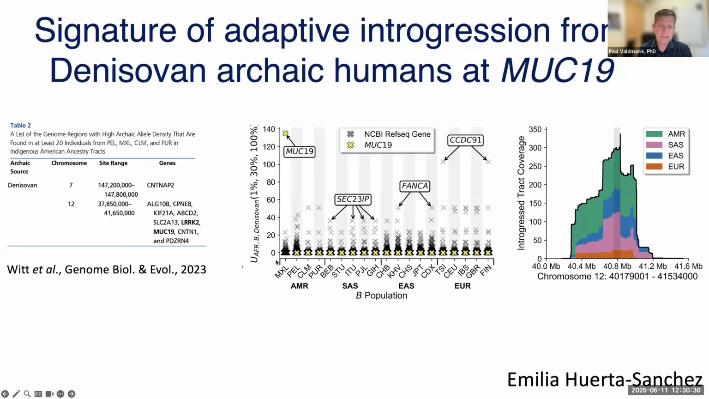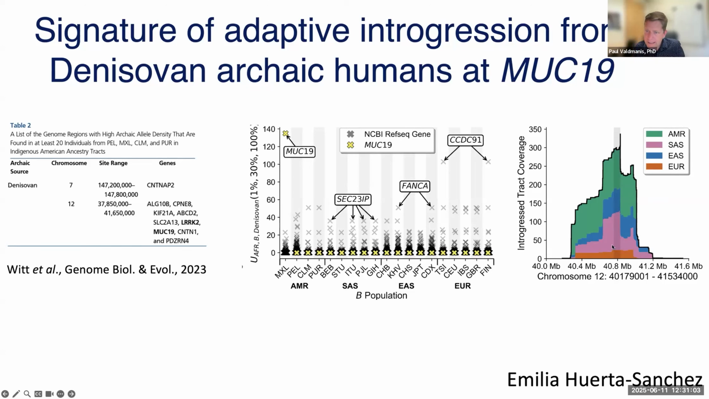So the way to read this plot is that this is the number of individuals that have low levels of African-specific alleles that are fixed in Denisovan, so 100% in Denisovan variants, and then 30% or more in a population of interest. And in the Mexican population, MUC19 really shows up as highly enriched for variants that are Denisovan-specific, not present in Africans.